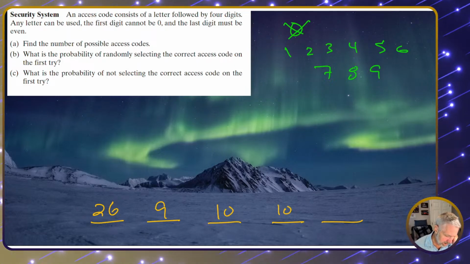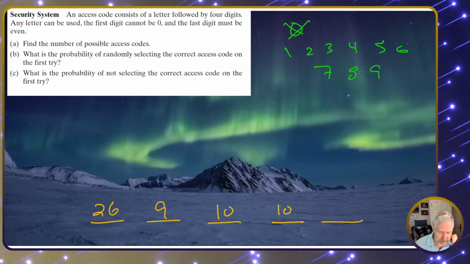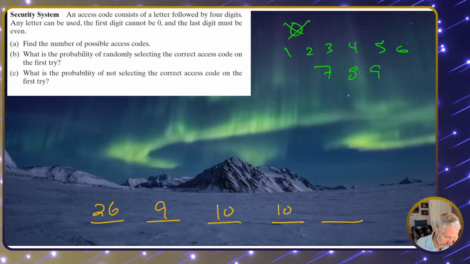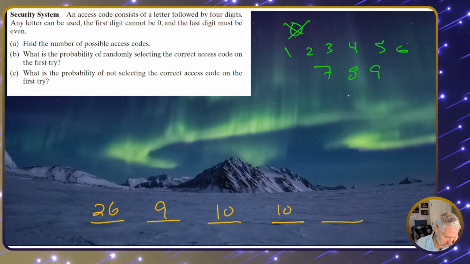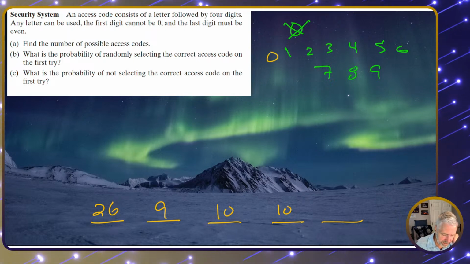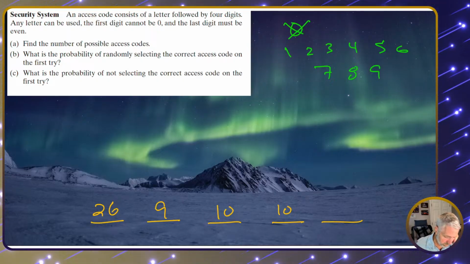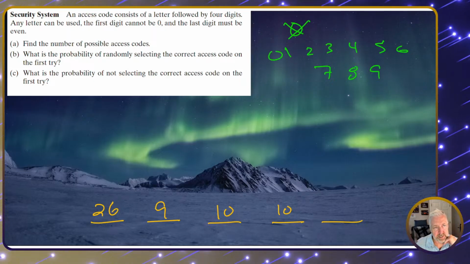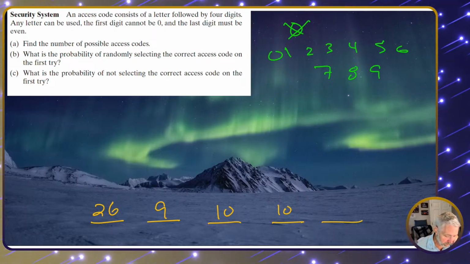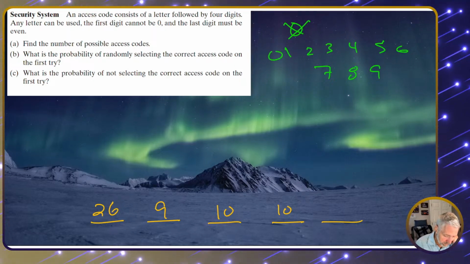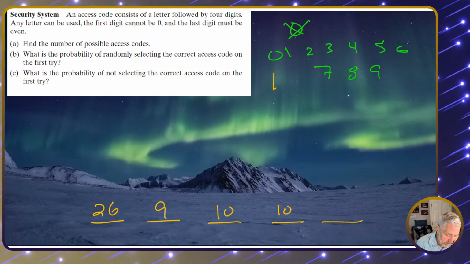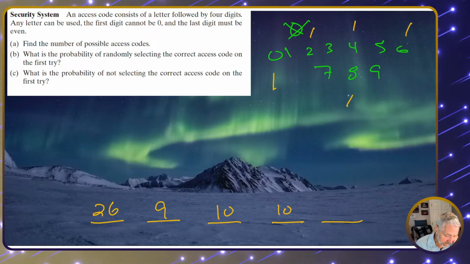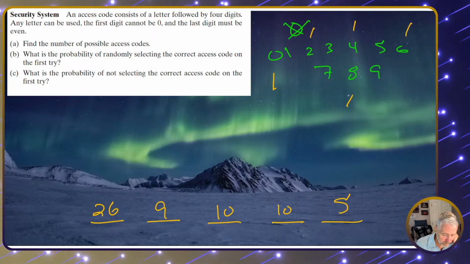And then the last block, it says the last digit must be even. Given that 0 is now in the set, and that 0 in a lot of the text is considered to be an even number, we're going to roll this way. So we've got even numbers right here. We've got 1, 2, 3, 4, 5. So I've got 5 selections for this last one, and that's it.